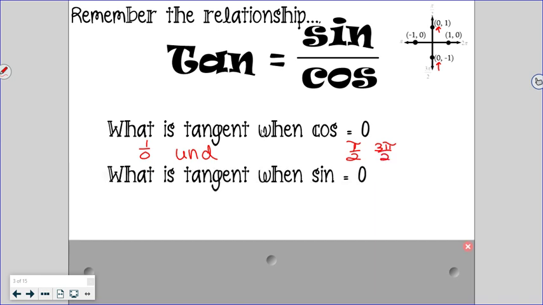What is tangent if sine is 0? 0, right? And sine is 0 here and here, which would be at 0, pi, 2 pi, however you want to count those. So depending on where the 0 falls in the function, our tangent will either be undefined or 0. And it's those two concepts that we're going to bring in to graph our tangent curve.